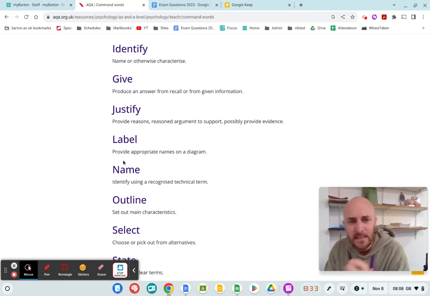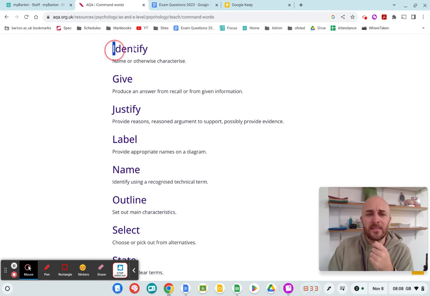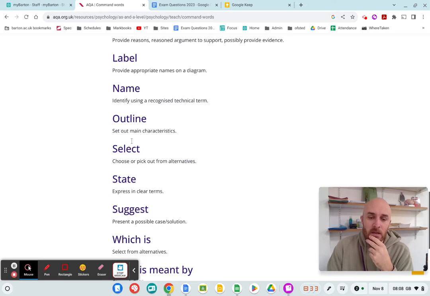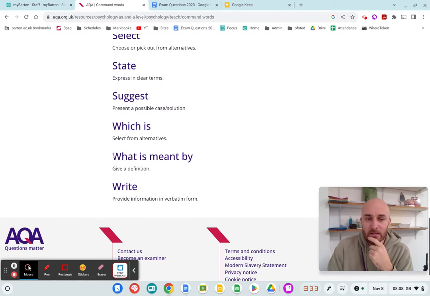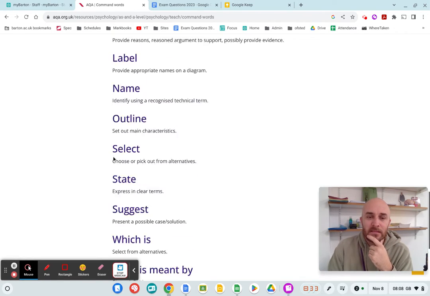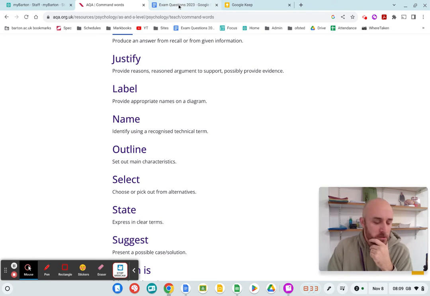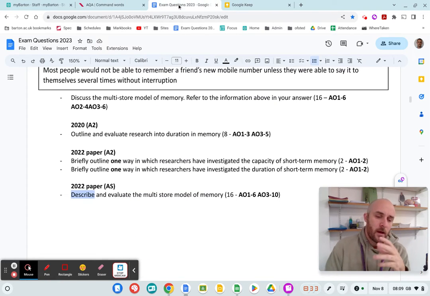Some of them are quite easy. So, for example, identify, just name it. Give, just name it. State, again, just name it. Some are more complicated. Right? They're quite easy, actually. What I want to do is I want to go through, though, and show you some examples about these coming up.